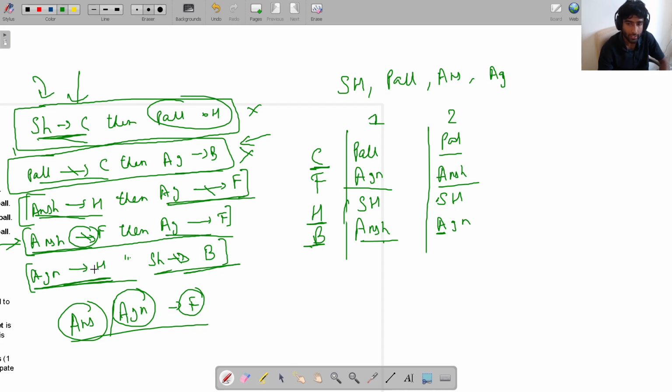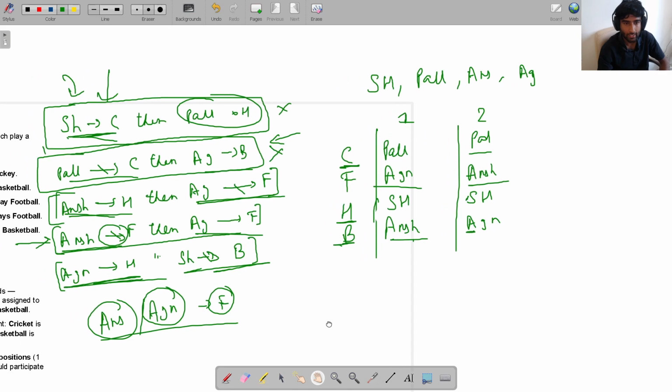And then the fifth clue, Agnivesh is hockey. Then Shaurya is not basketball, so it's actually the opposite. Agnivesh is basketball, so the only place I have left for Shaurya is hockey. Now, what do you learn from this set? Or a set like this?